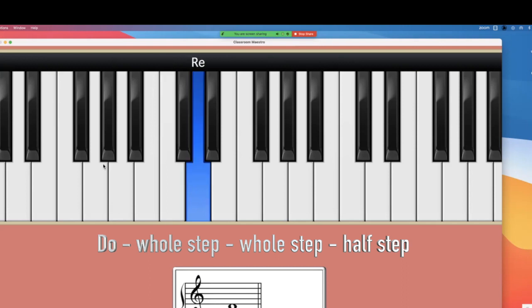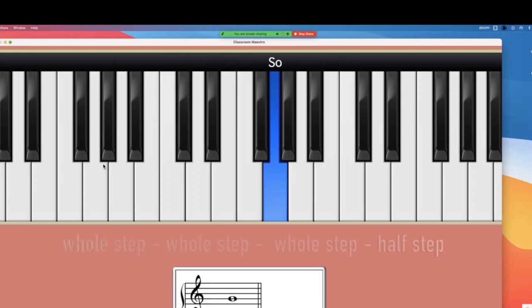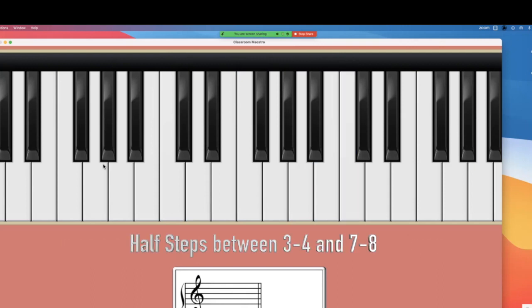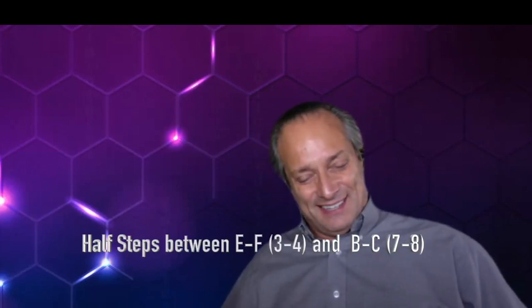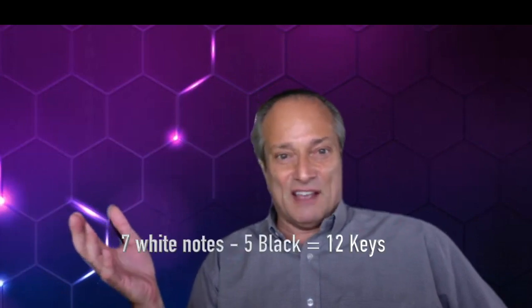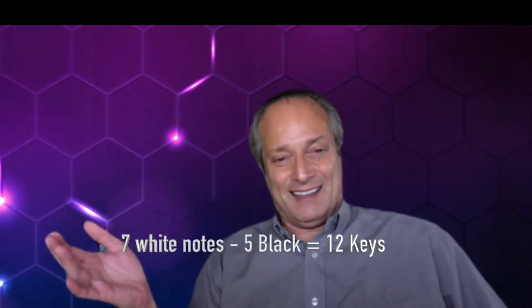Do, whole step, half, whole step, half. Once you understand that structure, we're going to apply that to every note on the keyboard. Okay, so once we get C major, C, D, E, F, G, A, B, C, we know that the half step is between E and F and B and C. What we're going to do now is apply that to all the different notes of the keyboard. We have 12 different notes, 7 white, 5 black.